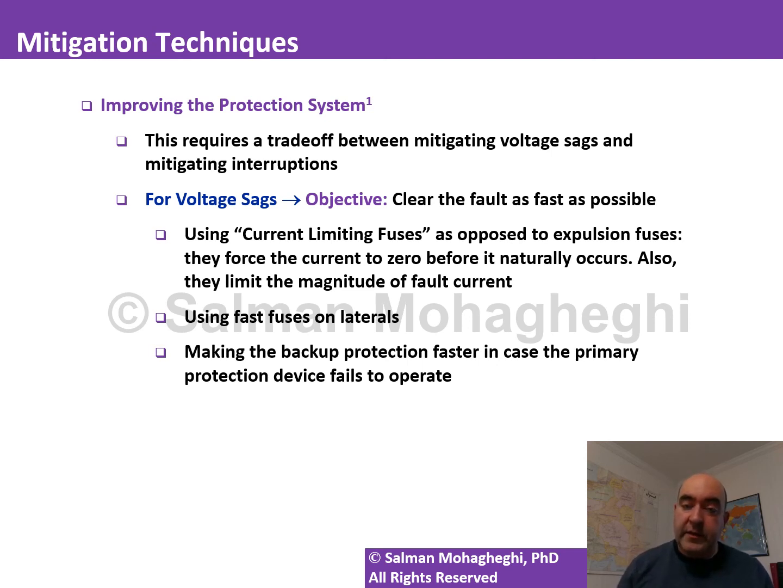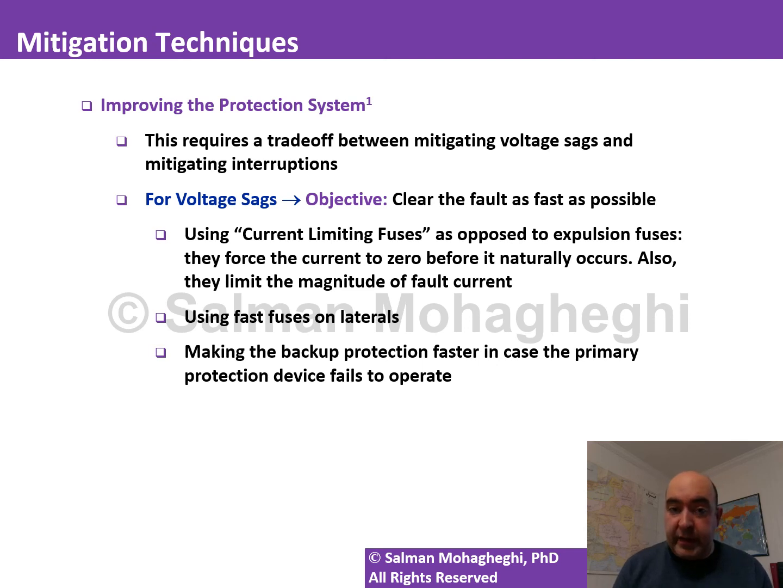One other technique that we can adopt is usage of current limiting fuses as opposed to expulsion fuses. These are specific fuses that have two characteristics. One is that they force the current to zero before it naturally occurs. So typically what happens is when you have a fault current and if you want to open your contact, you would have to wait for the zero crossing of the current. And remember, this is a sinusoidal waveform. These current limiting fuses actually force that current to go to zero before that half a cycle passes. So they provide a faster response.